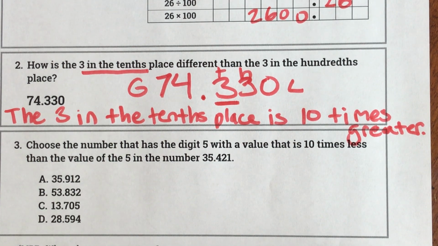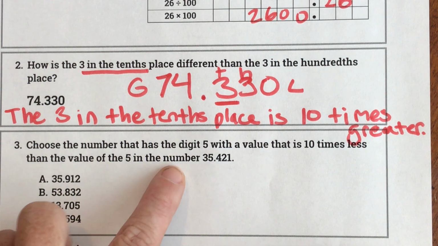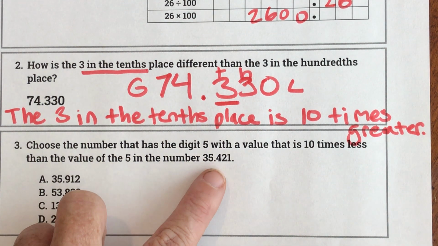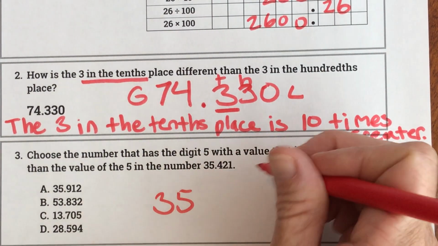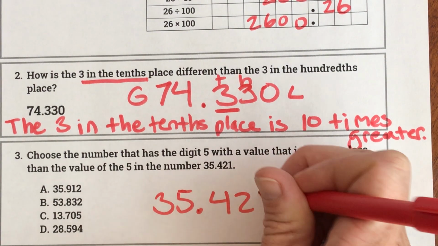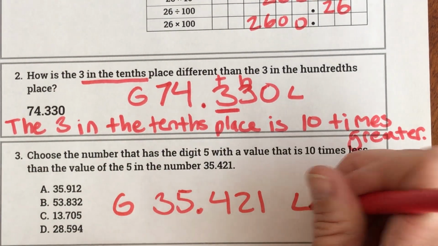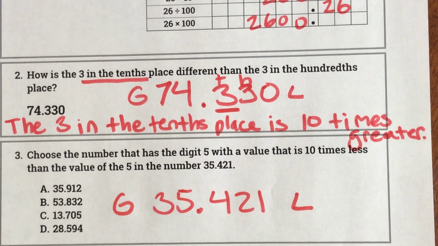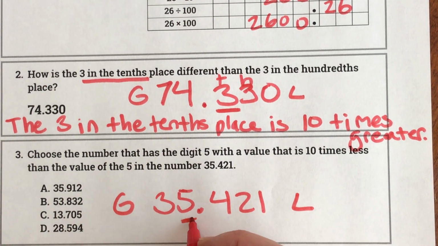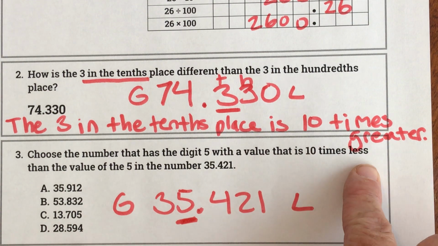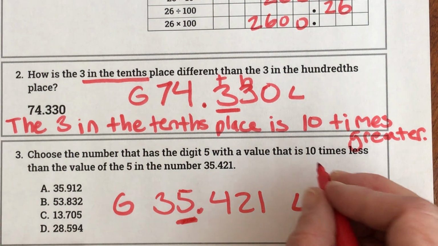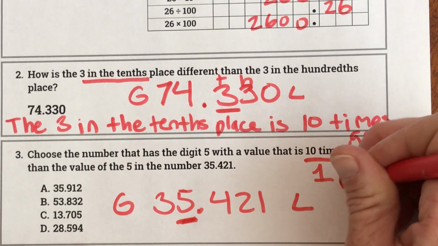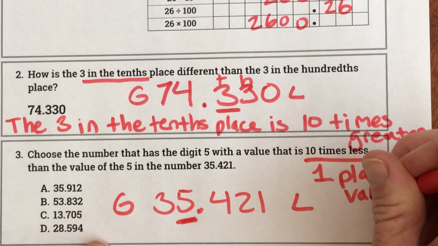Choose the number that has the digit 5 with a value that is 10 times less than the value of the 5 in the number 35 and 421 thousandths. Okay, so I'm going to, again, write my number so I can work with it a little better. And I know digits are greater on this side and less on that side. That's the value. So they want this 5. They want it 10 times less. So they want a 5 moving to the left side, and 10 times means only one place value.